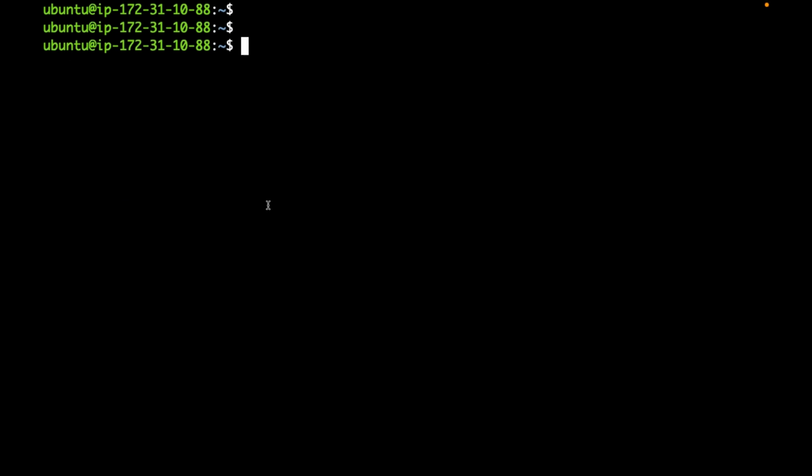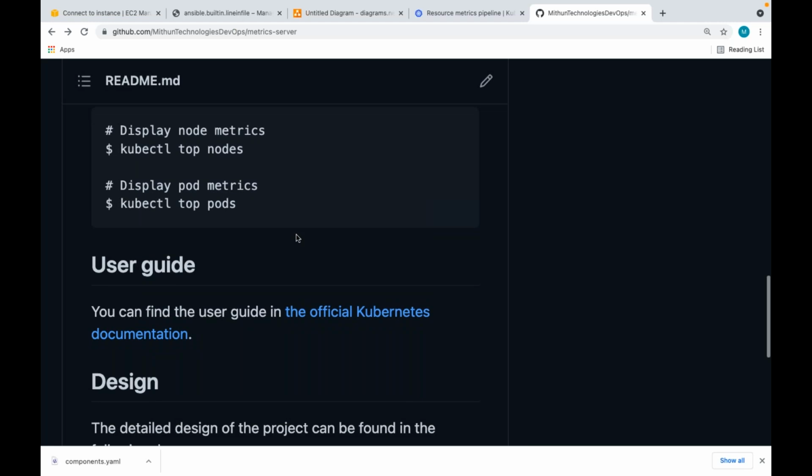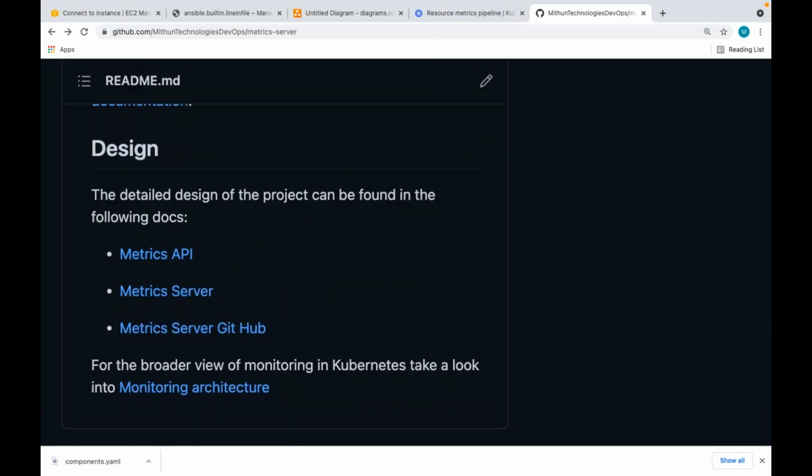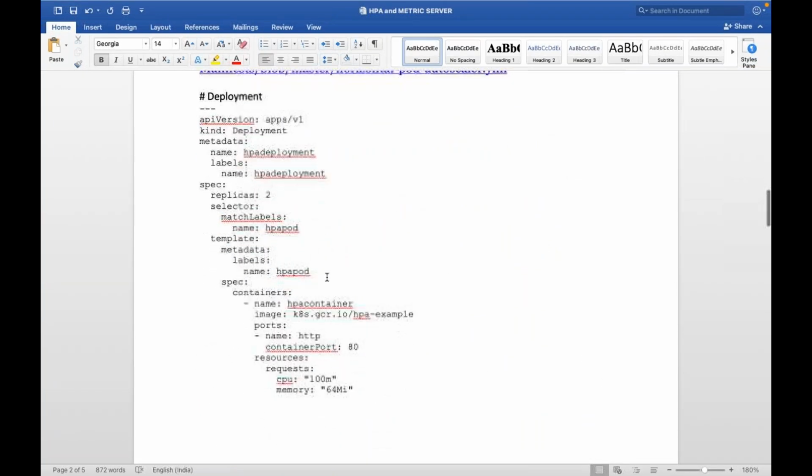Now, let me take one sample application, one demo application. So I'm using one sample application. Whether it's a sample application or an actual application in real time, does this HPA concept change? No, right?